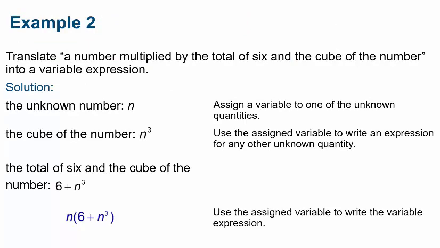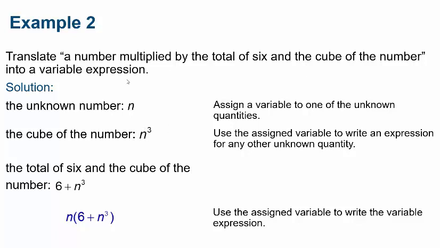Okay, so let's try this one. Let's translate a number. So the number is what we're trying to translate, so that's the unknown. A number multiplied by the total of 6 and the cube of that number. Okay, so first off, a number. So the unknown number we will assign as just the letter n. You can assign it x, whatever you want.